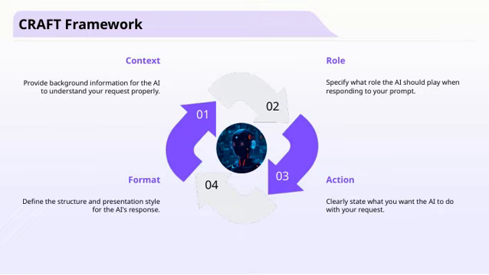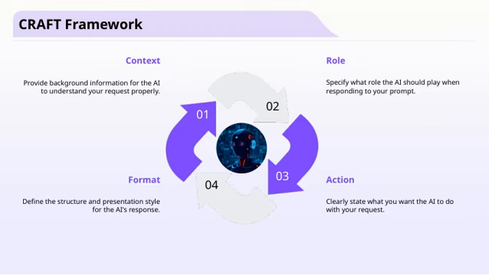Now, let's take a closer look at the CRAFT framework. This is a practical tool designed to help us craft better prompts for AI. It consists of 4 key components. First, context. This is where we provide the background information to help the AI understand exactly what we're asking for.